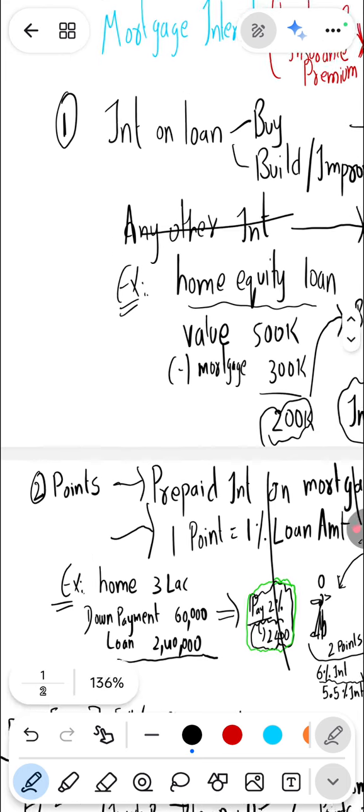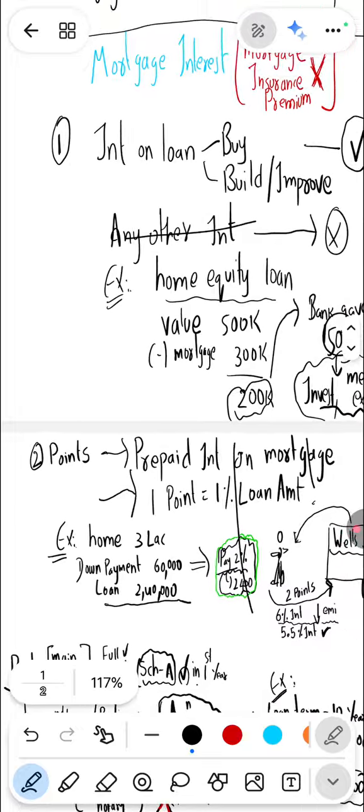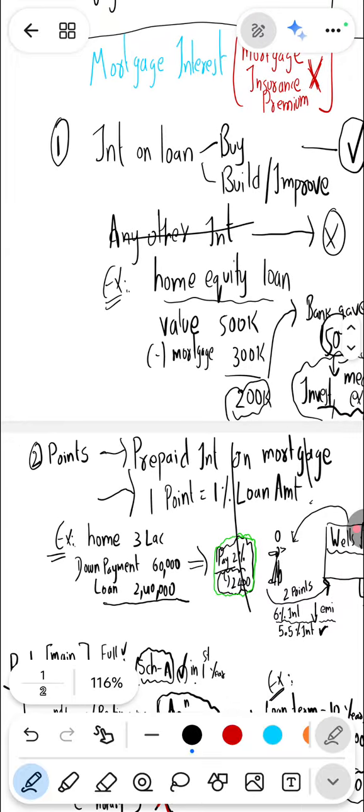Second, we have the most important thing, the points. Points is like prepaid interest on a mortgage. One point is 1% of the loan amount. Suppose you are paying $1 lakh down payment, and you go for a $2 lakh home loan. Points is calculated always on the loan amount, like $2 lakh.